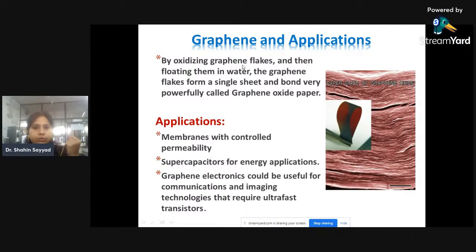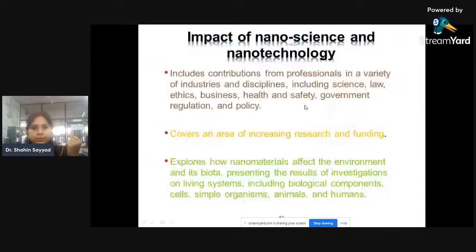Oxidizing the graphene flake, and then they are floating in water, the graphene flakes form a single sheet, which is called the graphene oxide paper.